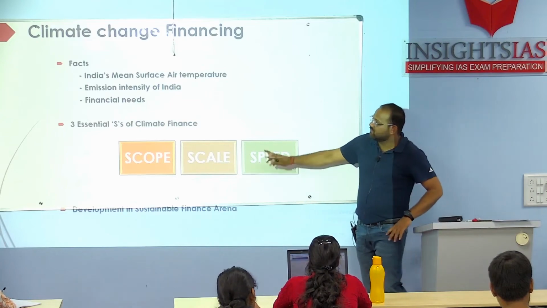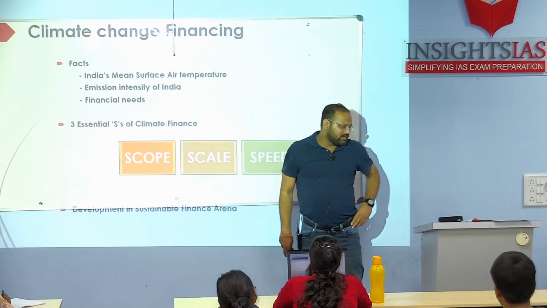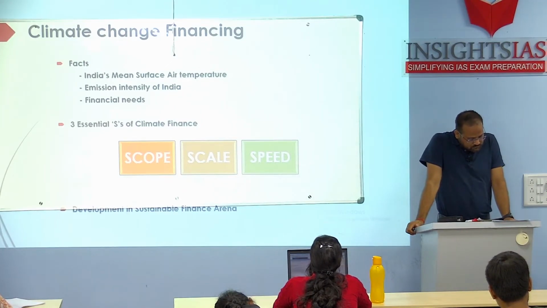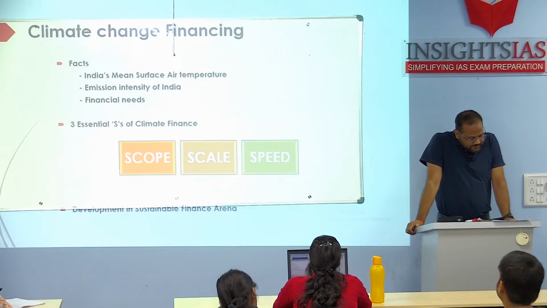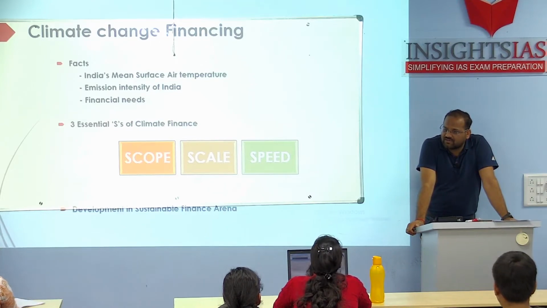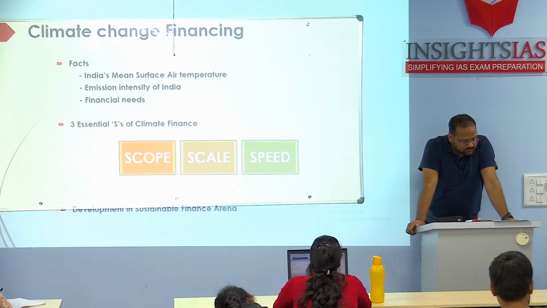So three data we have: emission intensity done, India's mean surface temperature done, and financial needs. How much finance or how much money we need for implementing this adaptation, climate related, what climate change adaptation methodologies, technology. India needs US dollars 206 billion between 2015 and 2030 for adaptation, resilience, disaster management.